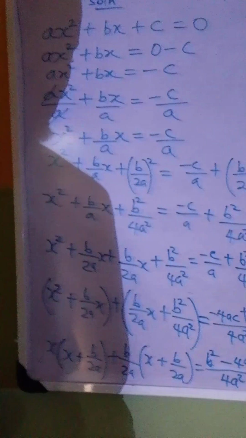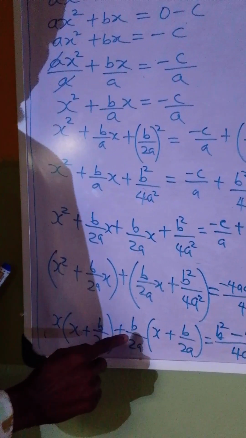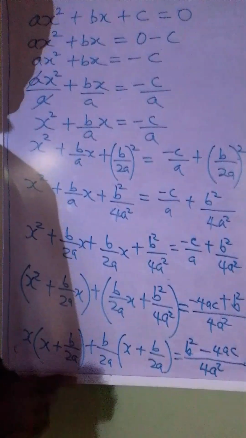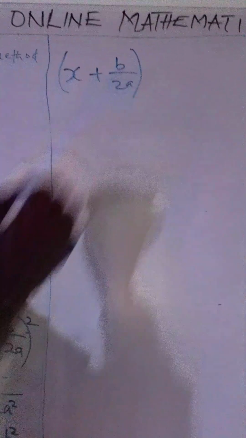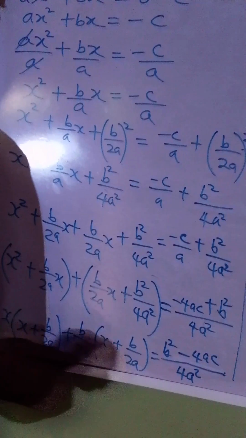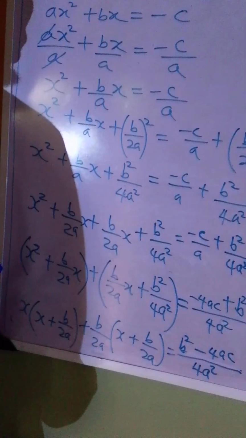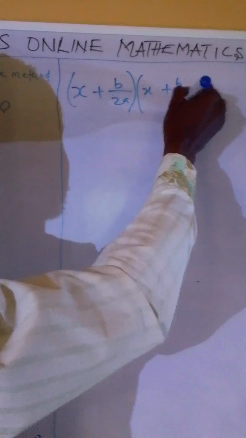Okay, so I will now group the HCF in brackets. This is the HCF for this expression, and this is the HCF for this expression. So I'm going to group the HCF. I have put this in bracket, x plus b over 2a, close bracket. Then take one of the remainders. The remainders are the same, they are common. That's one thing about the factorization method: when you factor out, you should have the same remainder. So we have x plus b over 2a.